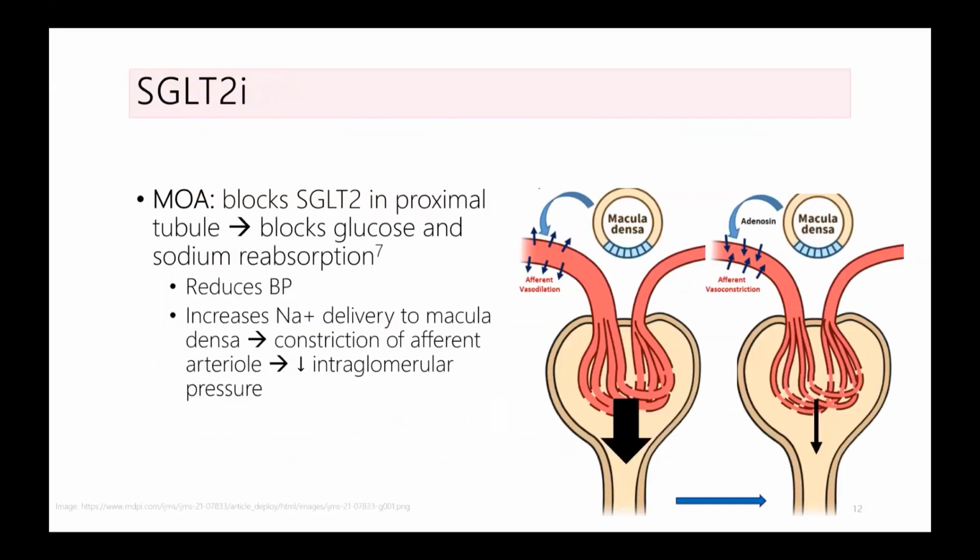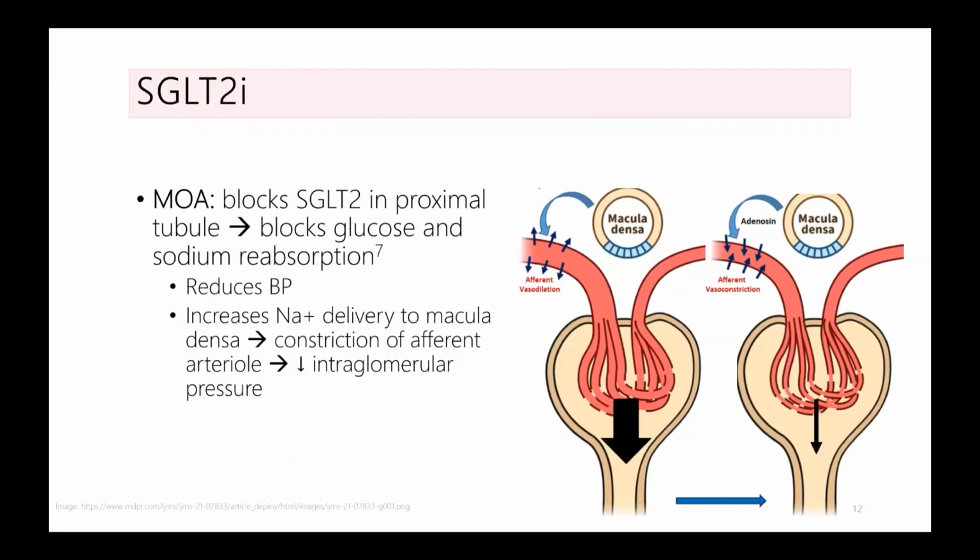So we'll move on to our second class of medications, which is SGLT2 inhibitors. To refresh your memory on their mechanism of action, they block the SGLT2 protein in the proximal tubule of the nephron, which then blocks glucose and sodium reabsorption. This again helps the kidneys in two ways. First, it also decreases the blood pressure, and blood pressure, as we know, is associated with CKD progression. And then secondly, it increases the sodium delivery to the macula densa.